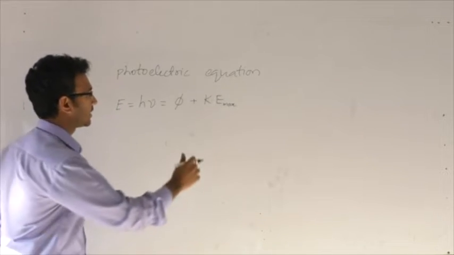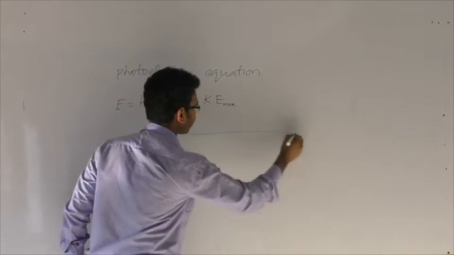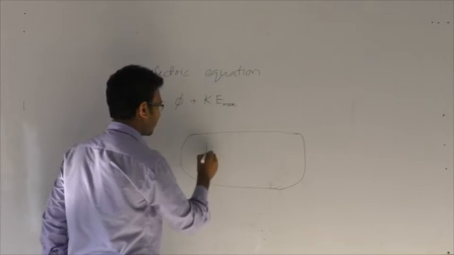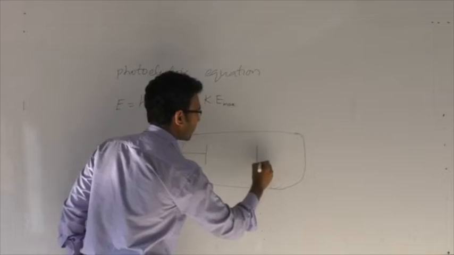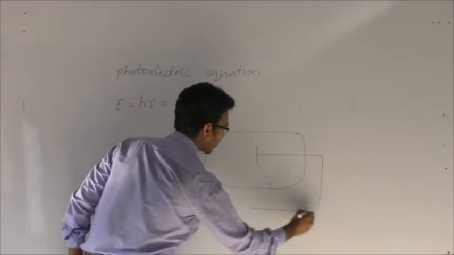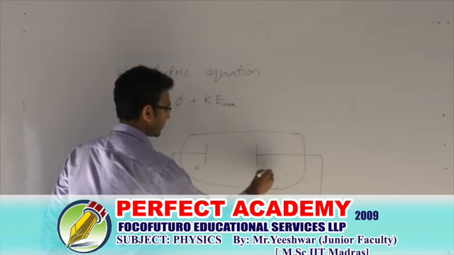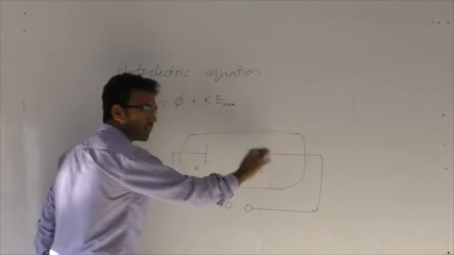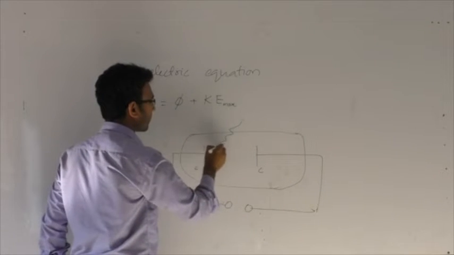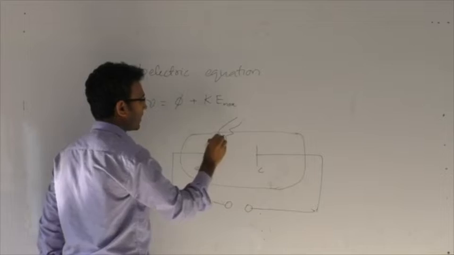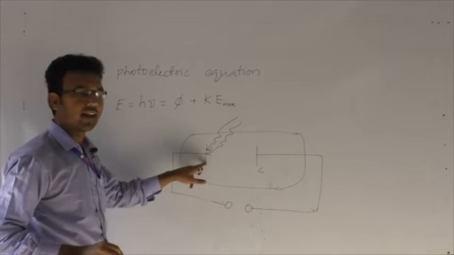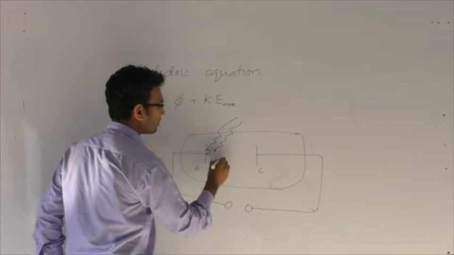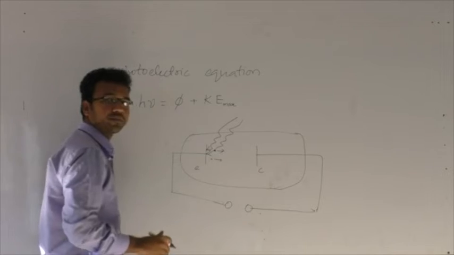As I said, the experimental setup is something like this, if you remember. You have a vacuum tube like this, then you have two electrodes, emitter and collector. Let's say this is emitter, this is collector, and you have a power source, and some current will drive in this. Then the incident light is falling on this electrode. The electrons will emit out in this direction. They reach the cathode.